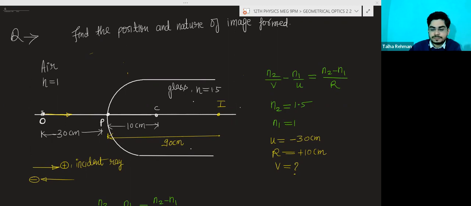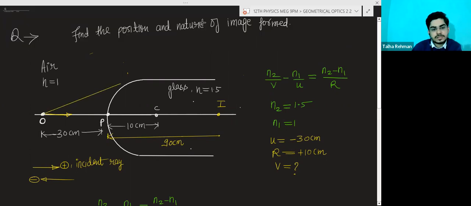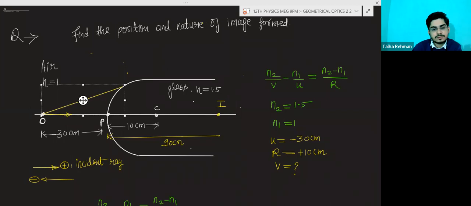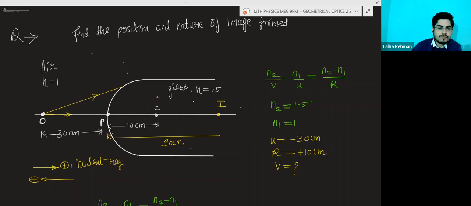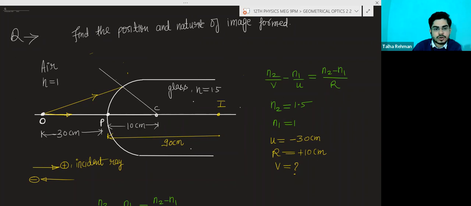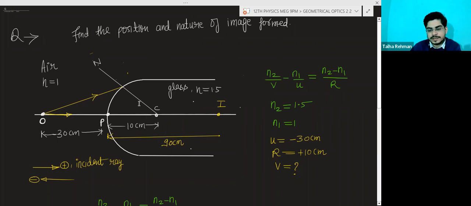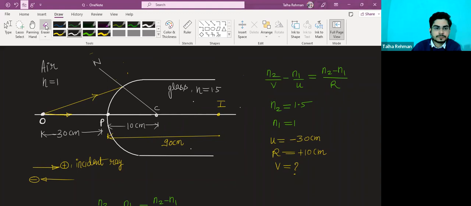So this is the object. From this object, suppose the ray is going like this, and this ray is going from air to the glass. Refraction will take place. For showing the refracted ray, we draw the normal. This is the normal, and I told you the normal will pass from the center of the curvature. So this is the normal.